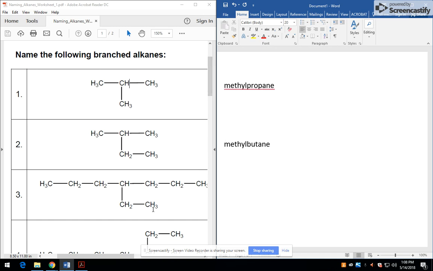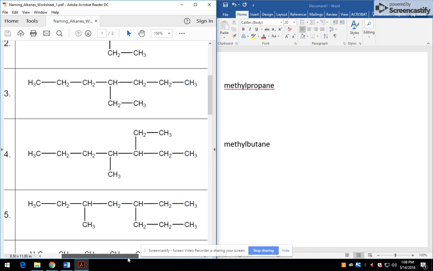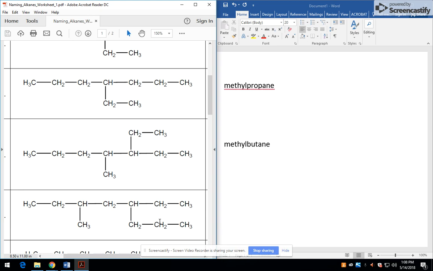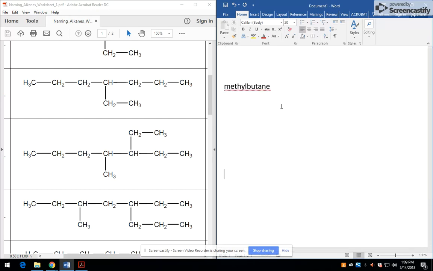Okay, I'd like to do one more that has a couple of different substituents, a couple of different branches on it. We're going to look at number 4 right now. Actually, let me scroll down here so that doesn't look like it's the answer to the question, because it's not. But I do have to press enter a few times to get down here.